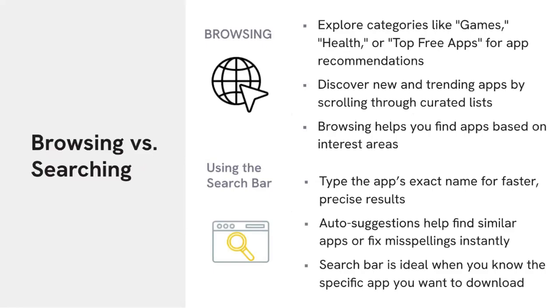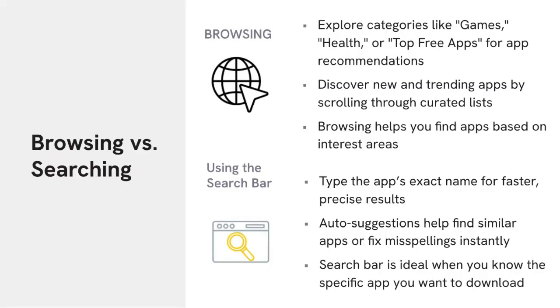And now it's browsing versus searching. So for browsing, explore categories like games, health, or top free apps for app recommendations. Discover new and trending apps by scrolling through curated lists. Browsing helps you find apps based on areas of interest.